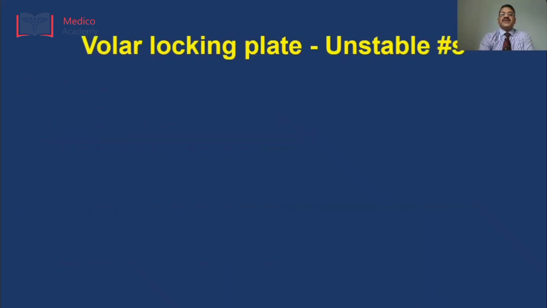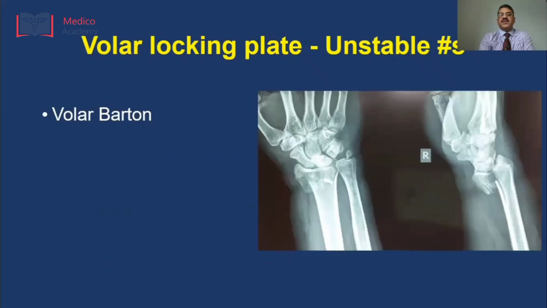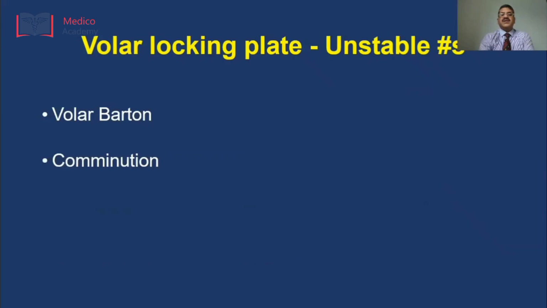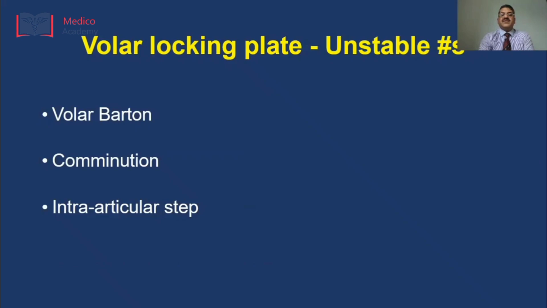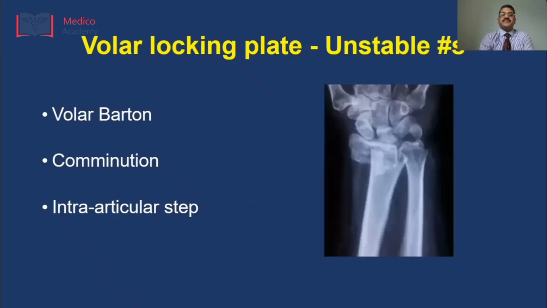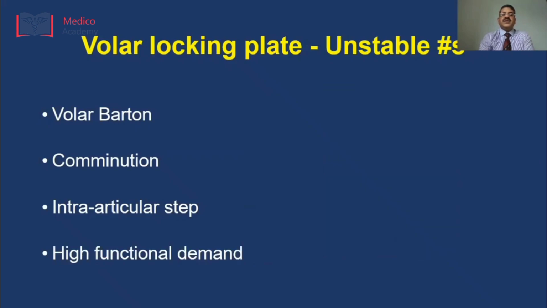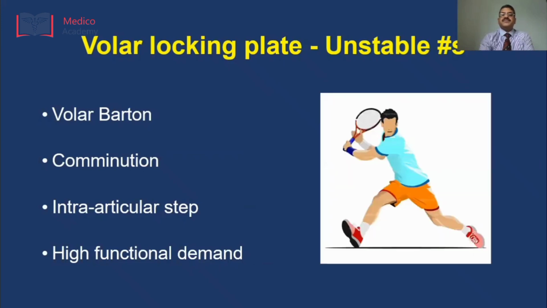Implant of choice is usually a volar locking plate. A volar locking plate is typically used in unstable fracture scenarios, for example, in volar Barton fractures, something like this, when there is significant comminution and when there is an intra-articular step. Also in high functional demand patients like athletes and sports persons.